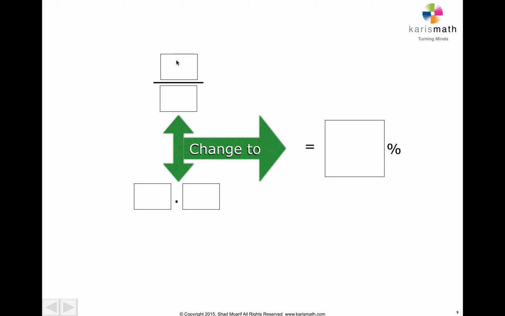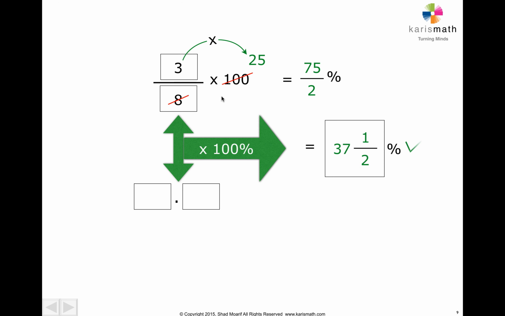So a fraction is in this form, something over something. A decimal is in this form, something point something. And of course the percentage you'll have to write what the answer is by simply multiplying either of the two by 100%. So 3/8, we'll multiply it by 100%. So find the answer to this. It comes to 75 over 2%, which is 37.5%.